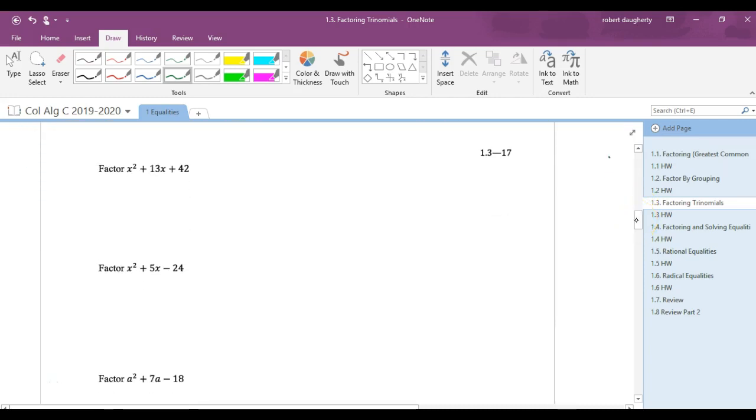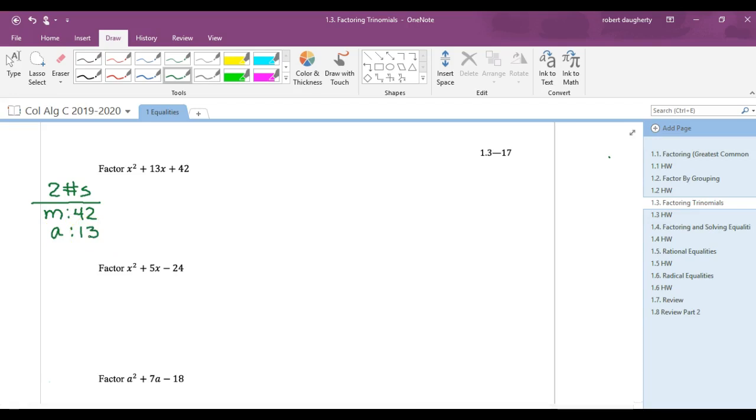So here, x squared plus 13x plus 42. In order to solve this, I'm looking for two numbers. What must those numbers multiply to? 42. And what must they add to? Add to 13. Okay? So does anybody know what those are?